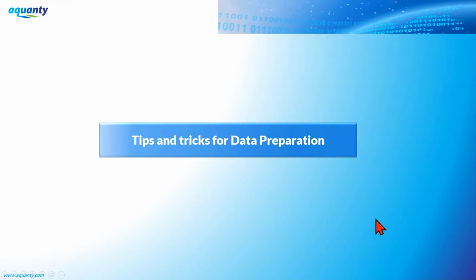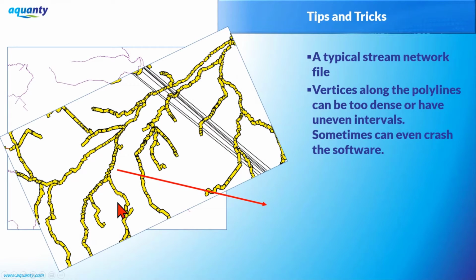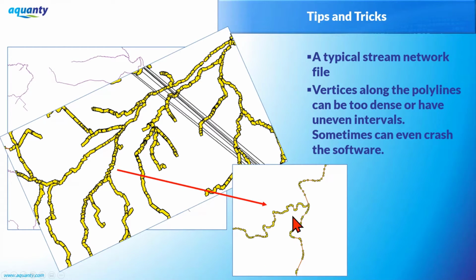So this last section is just a little tips and tricks for data preparation. A specific example of something that would be a fairly common issue that we might run into when processing input data for use in AlgoMesh. So here we have a typical stream network file. So we import that in and we can see that it has an extremely dense number of vertices. These vertices themselves are not on regularly sampled intervals.